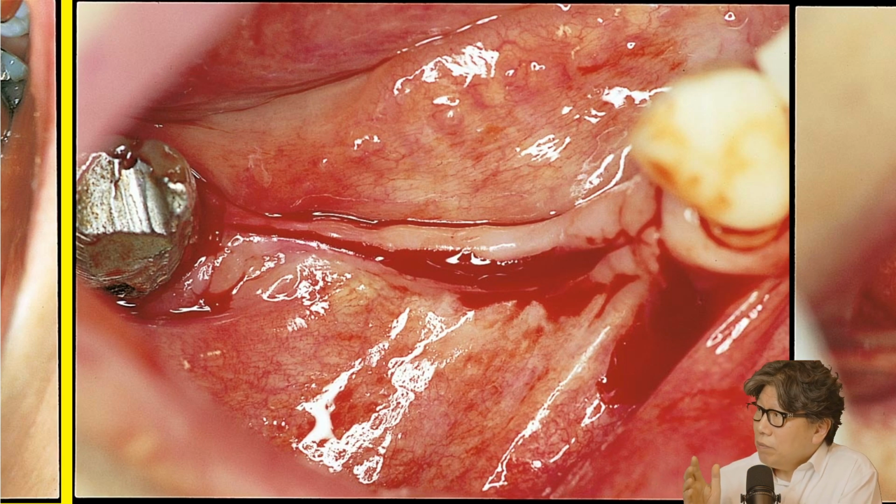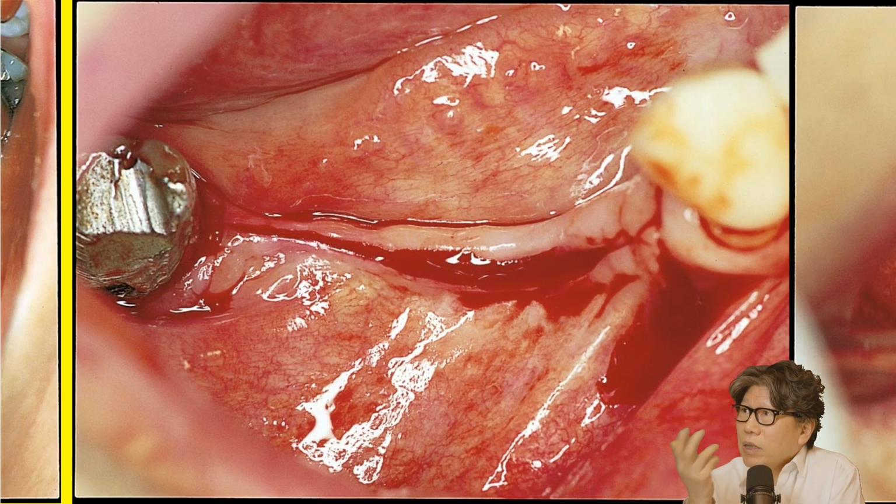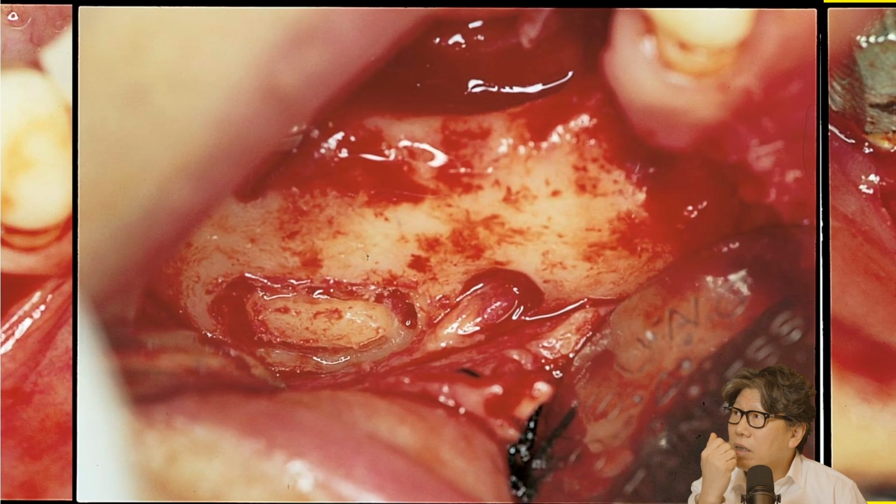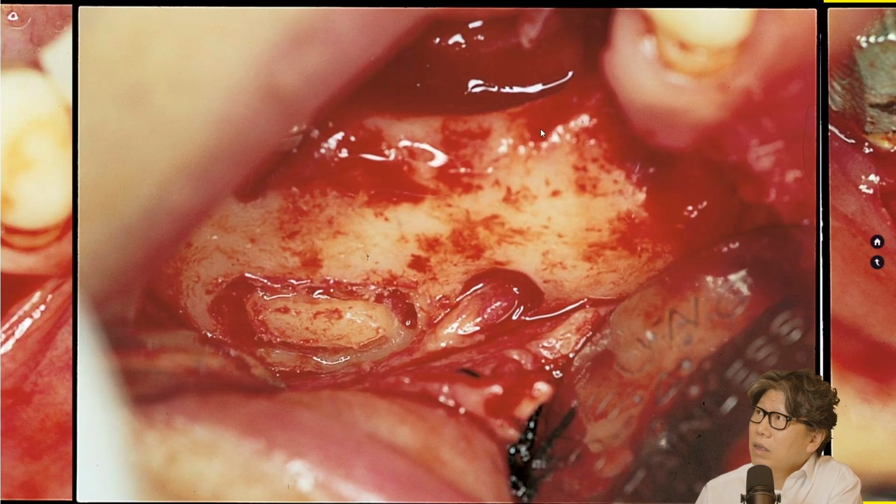And this was a younger woman. So she said she didn't want to do a partial denture, so I agreed to do it. And now it's simple. You can see the mental foramen after the incision and the retraction. Cut out the back here, like this.